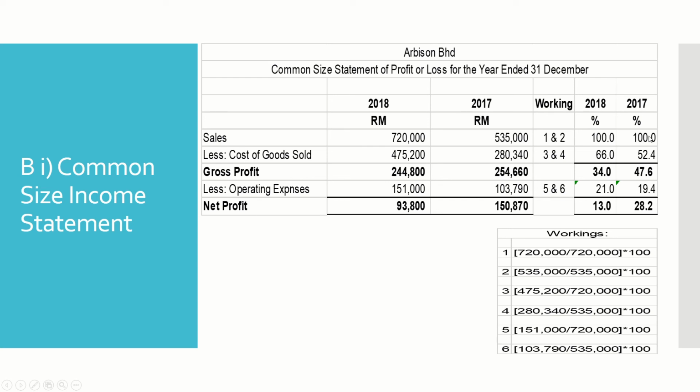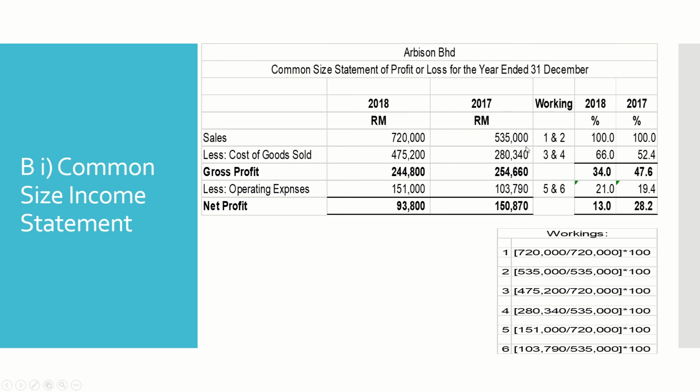Gross profit is sale minus cost of goods sold. Sale 100%. Cost of goods sold 2017 is 52.4. Gross profit equals 47.6, which is 100% minus 52.4. Similar with 2018, which is 100% minus 66%. The answer is 34%.